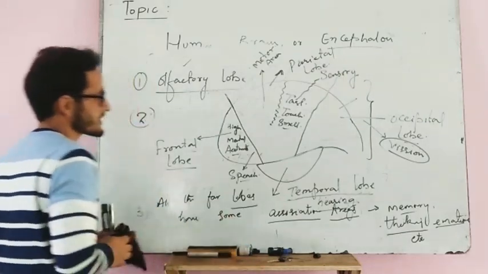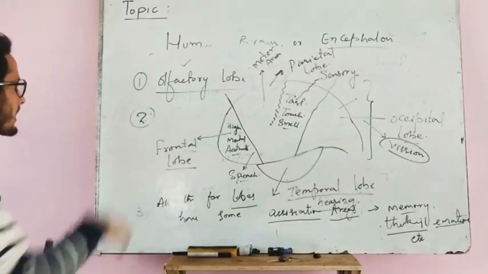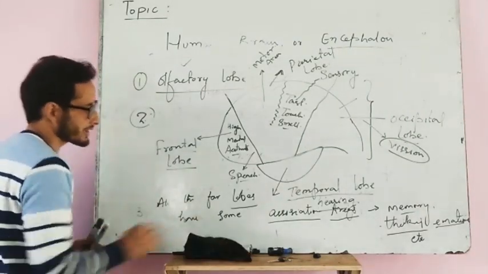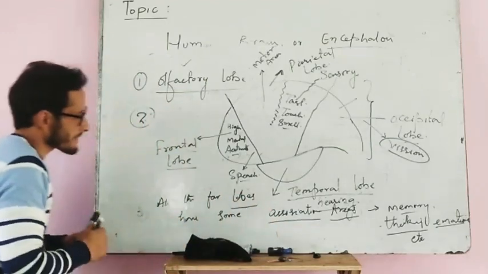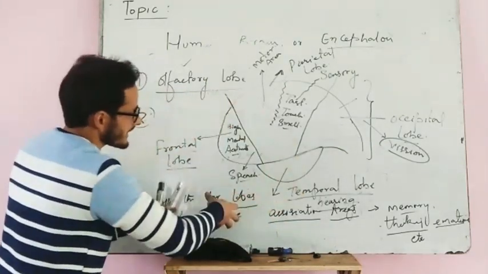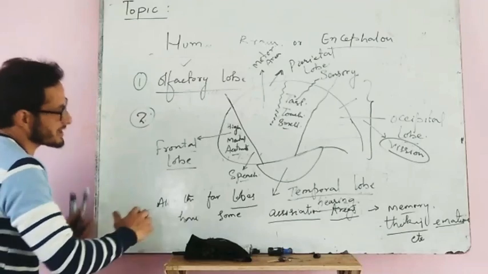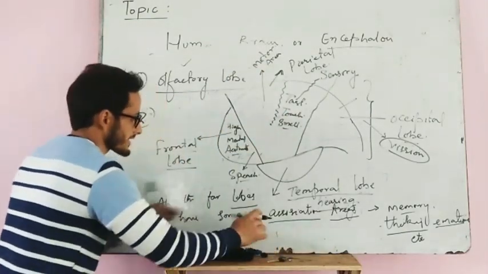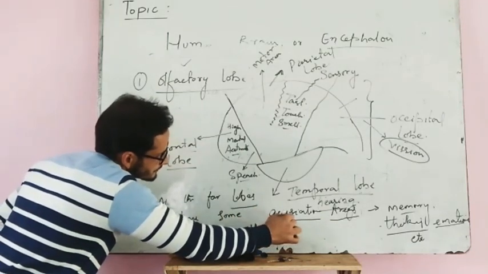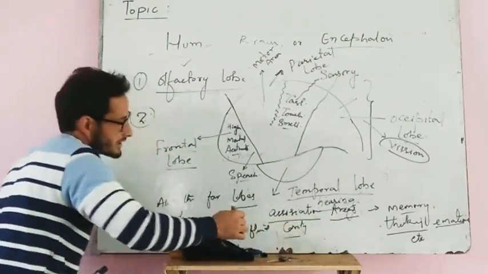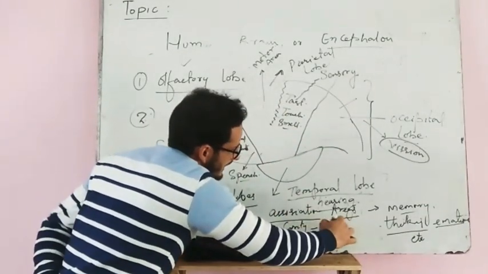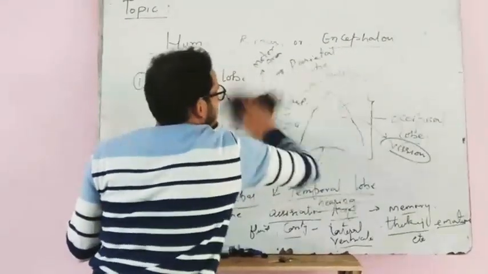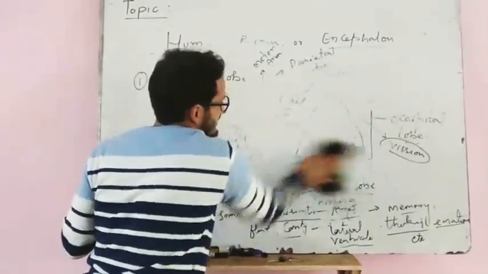And now we will discuss the next part of the forebrain, that is the diencephalon. One more thing I would like to mention here is that there is a fluid-filled cavity inside this cerebrum, which is called the lateral ventricle. The fluid cavity which passes through the cerebrum is called the lateral ventricle. The next part of this forebrain is the diencephalon.